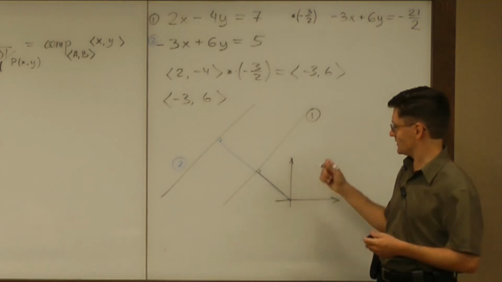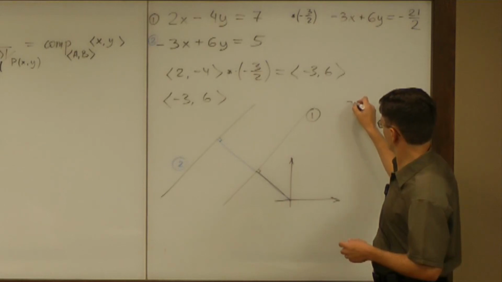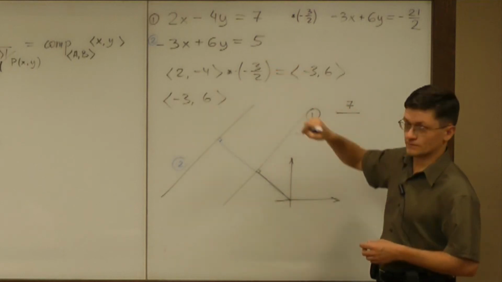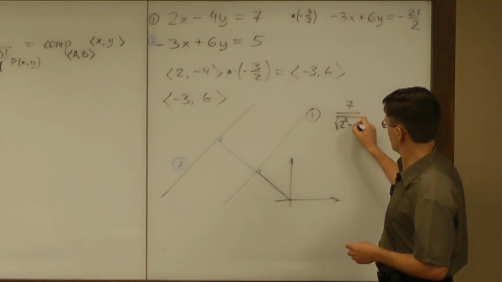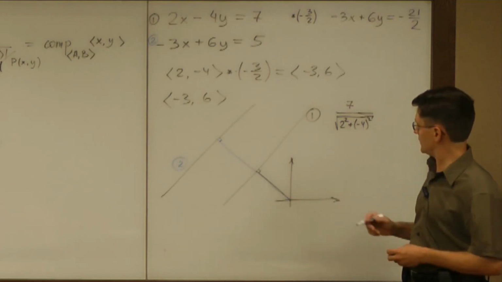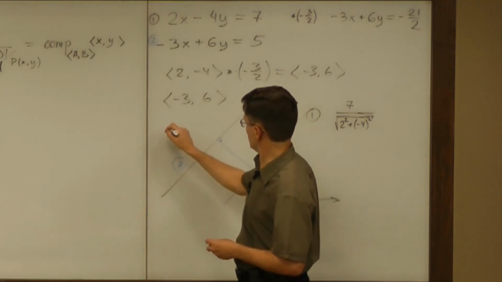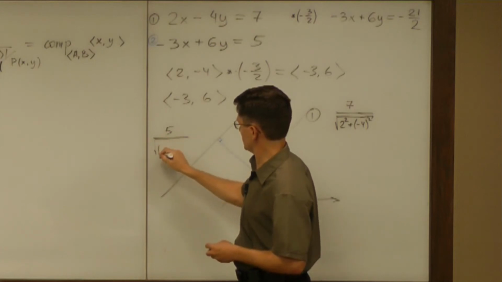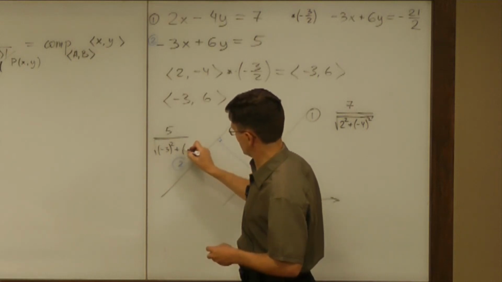Right. So the distance from the origin to the first line is going to be 7 over the magnitude of the vector 2, minus 4, the square root of 2 squared plus negative 4 squared. And the distance to the second line is going to be 5 divided by the square root of negative 3 squared plus 6 squared.